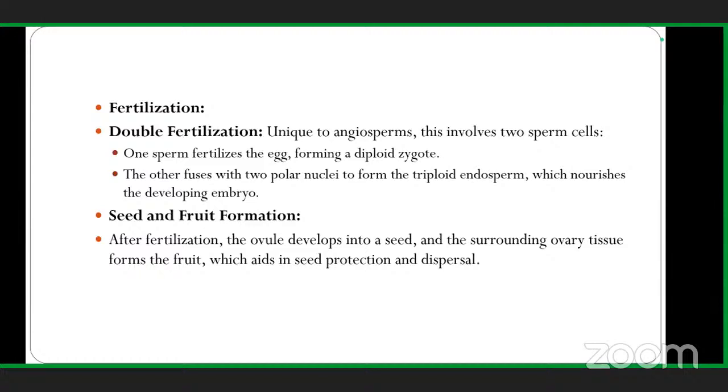Okay, so next is seed and fruit formation. After fertilization, the ovule develops into a seed and the surrounding ovary tissue forms the fruit, which aids in seed protection and dispersal. So now the ovule will develop into a seed and the surrounding ovary tissue forms the fruit, which aids in seed protection and dispersal.